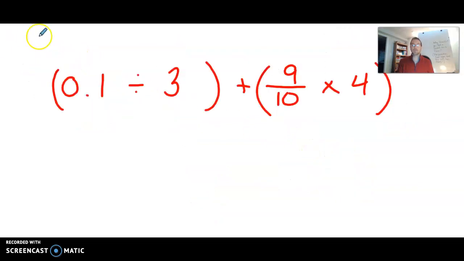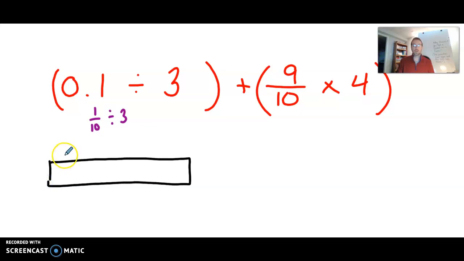Here we have 2 groups of parentheses. In this case, it really shouldn't matter if we start on this side here or over here. Since I like to read left to right, I'm going to start over here. I'm going to write this as a fraction, 1/10 divided by 3. Dividing fractions. Great, I'm glad we're doing this because we're going to create a model.